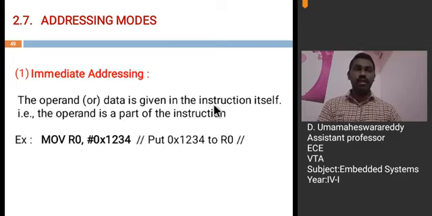For example, MOV R0, #0x1234. Here 1234 is the data. You are giving data directly in the instruction, so it is called an immediate addressing mode. If data is present immediately in the instruction, it is called immediate addressing mode. Here you are moving the data to R0. Here R0 is a register.